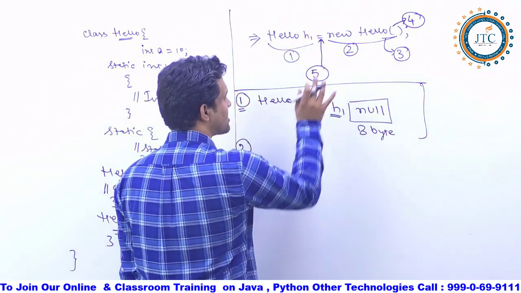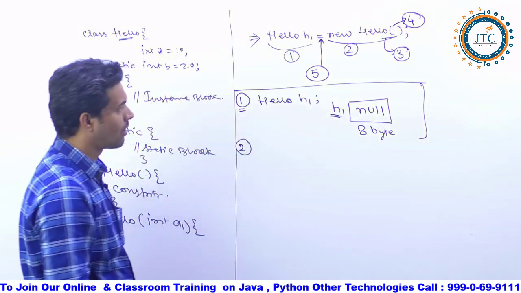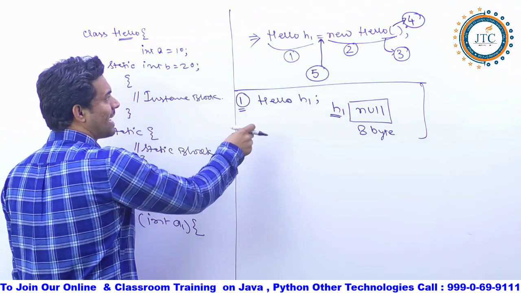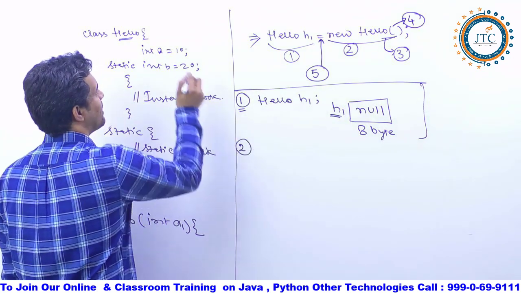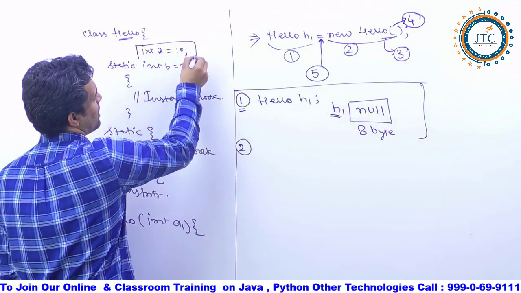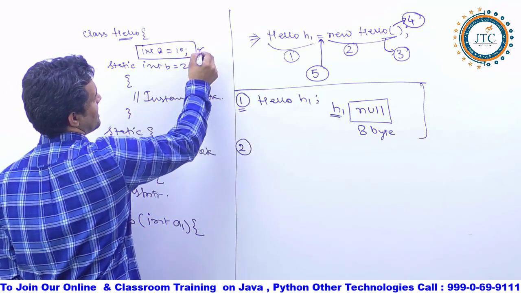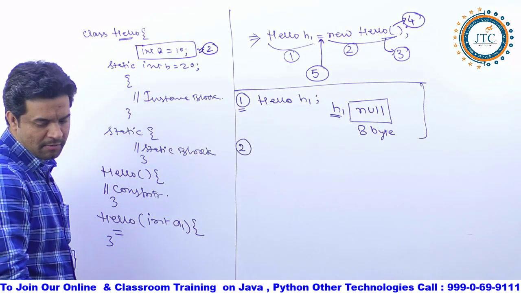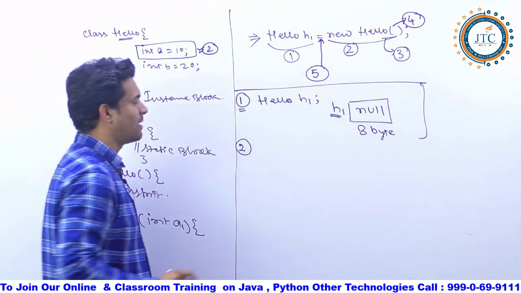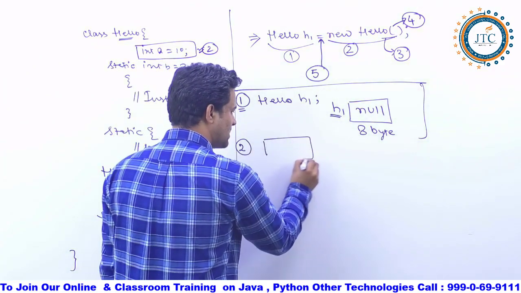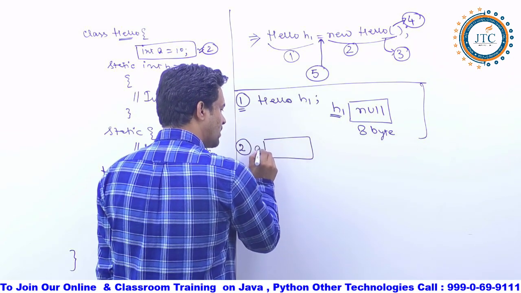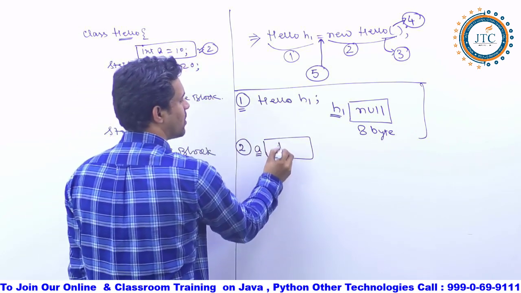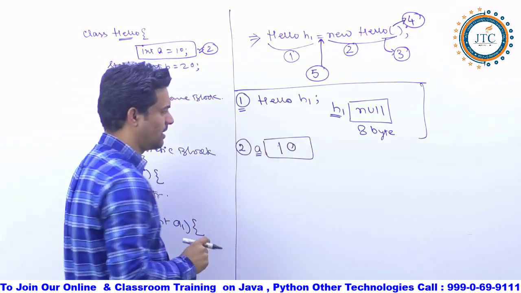Now the second step is, memory for the instance members of a class will be allocated. Instance variables will be allocated. It is the second step. Memory for the instance variable will be allocated. So at present what we have is a, and what value have we given? 10. So the value 10 will be assigned.